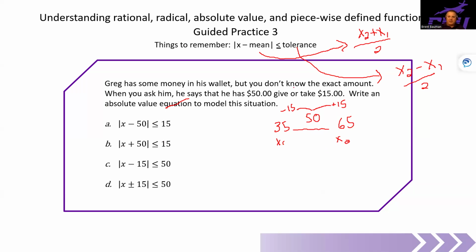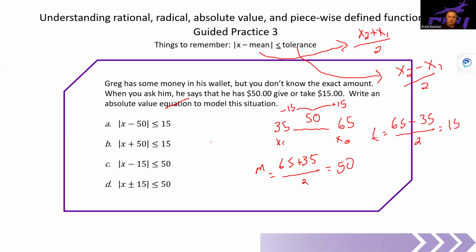So if we find the mean, we get 65 plus 35 divided by 2. So that's 100 divided by 2, or 50. So you might see that's matching something else in our given information. And the tolerance then would be 65 minus 35 divided by 2. So that gives us 30 divided by 2, which is 15.